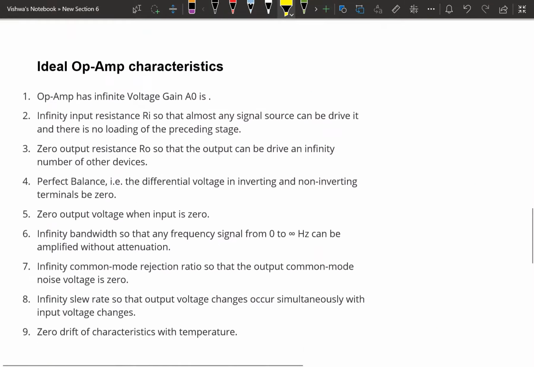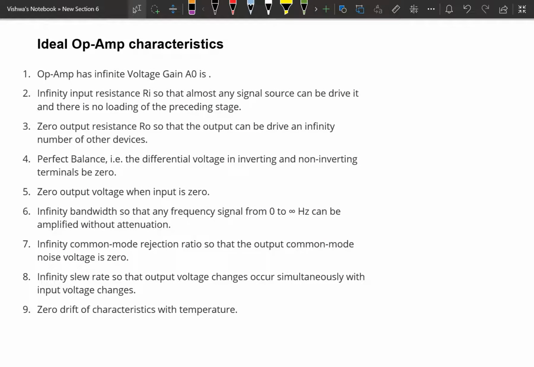Next is the ideal characteristics of the op-amp. This is important. What does ideal mean? Ideal means a perfect amplifier. Actually these are not practical results. These are assumed results, considered to be a perfect one, but practically these values will be different. The first one is that the op-amp has infinite voltage gain. The gain of the op-amp is infinitely high, so we call it infinite.